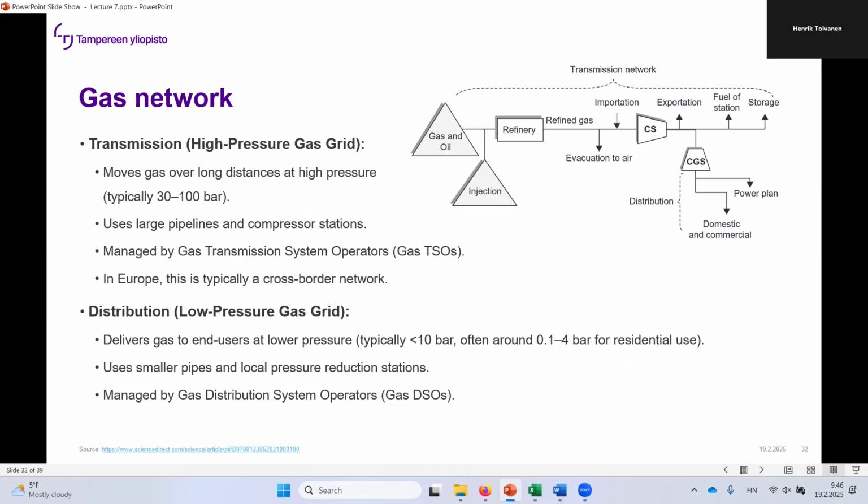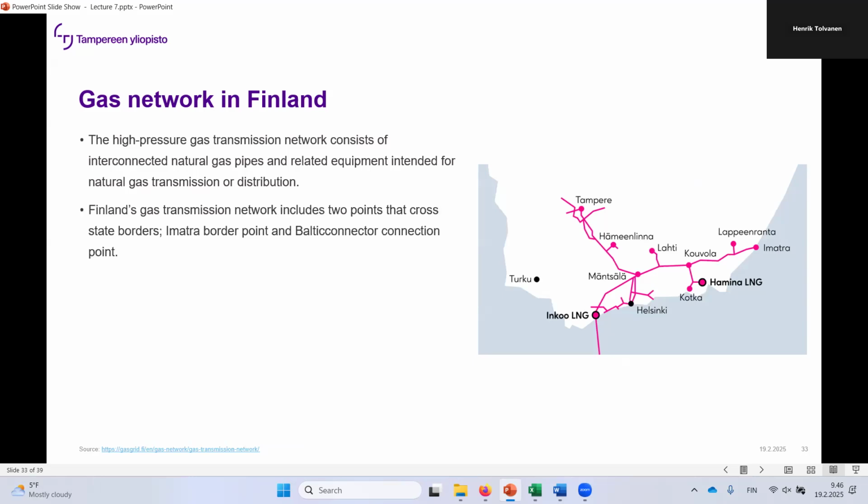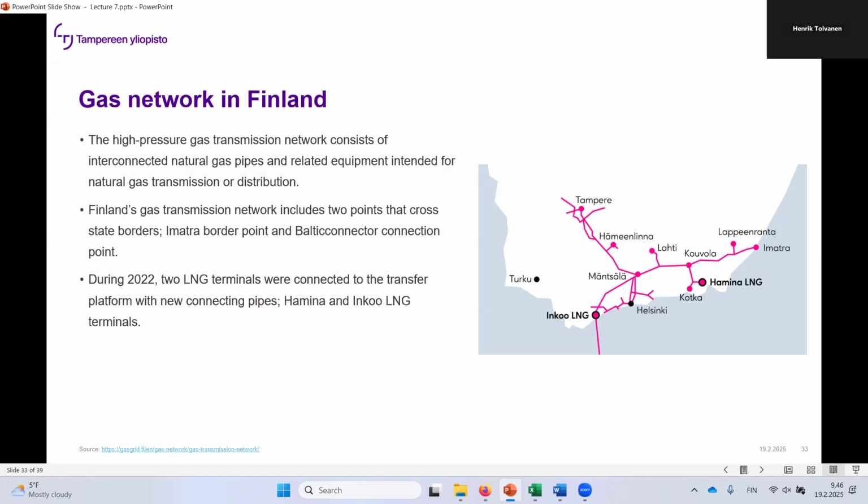All of these systems have this transmission network and the distribution network, managed by gas distribution system operators. Gas network in Finland: there was over 3,000 kilometers of this network, and it includes 2 points that cross state borders. The Imatra border, which is not used anymore, and then we have the Baltic connector.